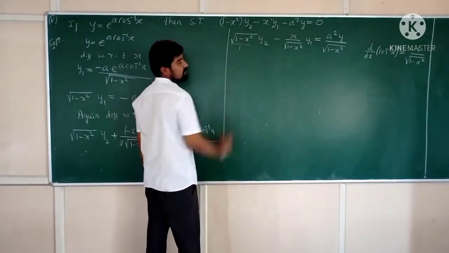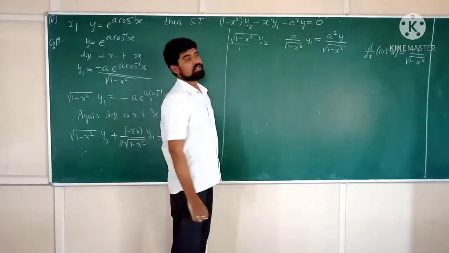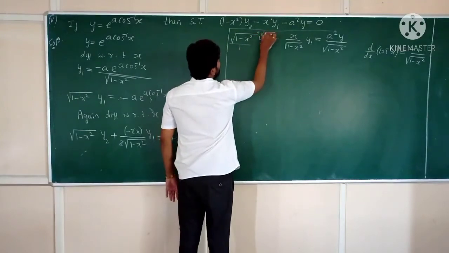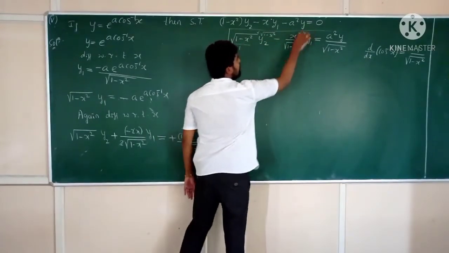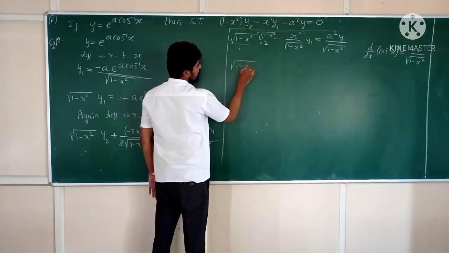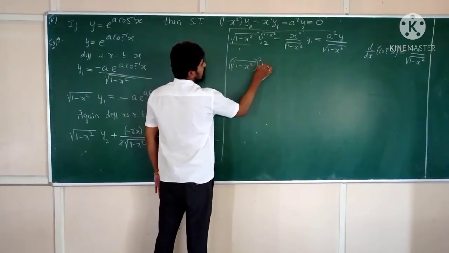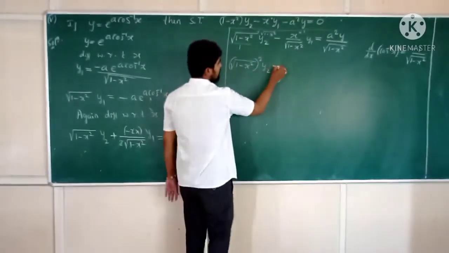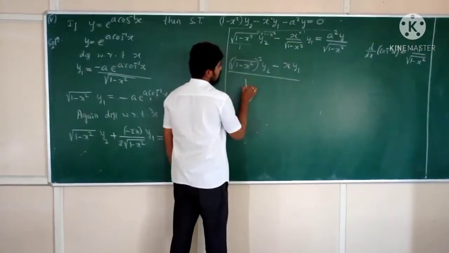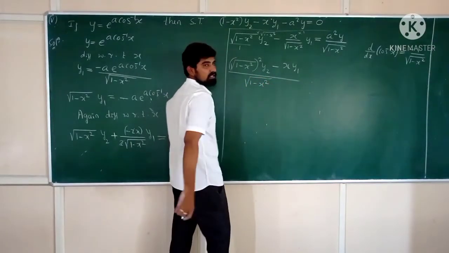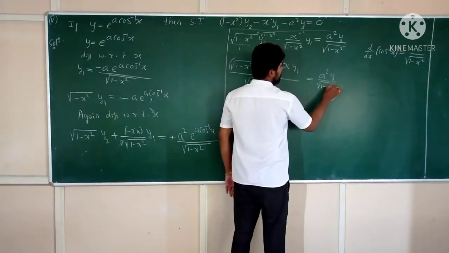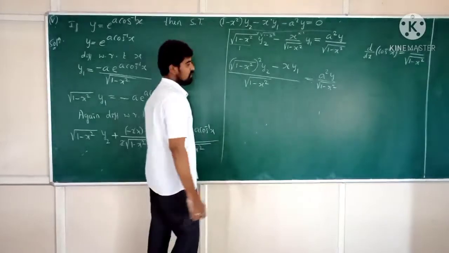Here the denominator is 1. LCM of 1 and square root of 1 minus x square is square root of 1 minus x square. Therefore, here multiply by square root of 1 minus x square, and here multiply by 1. Square root of 1 minus x square into square root of 1 minus x square is square root of 1 minus x square whole square into y2 minus x into 1, x into y1 divided by LCM is square root of 1 minus x square is equal to a square y divided by square root of 1 minus x square. I hope all of you understand it.